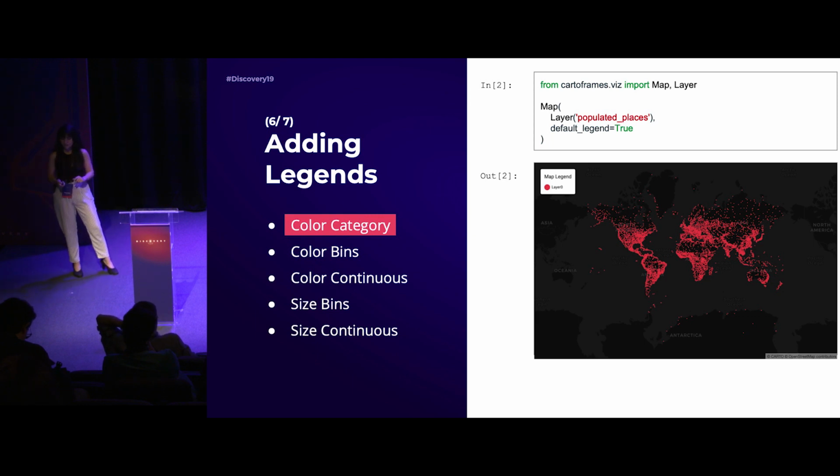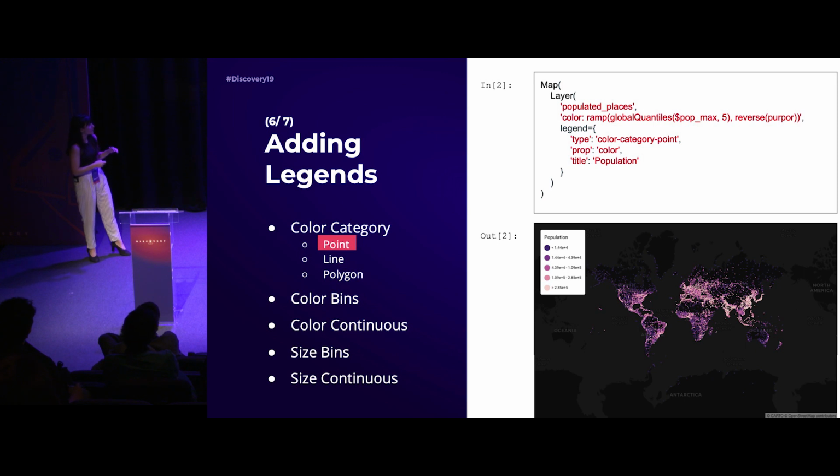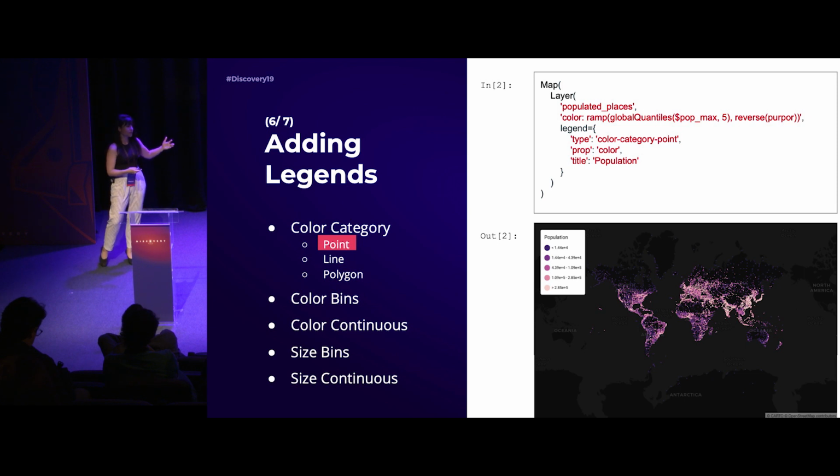So the color legends are, first one, the color category legends. There's a color category legend for each type of geometry. In this case, we are saying that the type of the legend that we want to use is a color category, that the property that we are going to be using to get the color is right now the color, and that the title that I want to use is the population, and it automatically adds this legend. Why are we doing so? Because right now you can specify that the type of the legend that you want to add is color category point. So what's the difference between this one and this one? The only difference is that with this one, you can see at first sight the type of the geometry of the legend that you want to add. That's all. It's a kind of syntax sugar that we've added here.